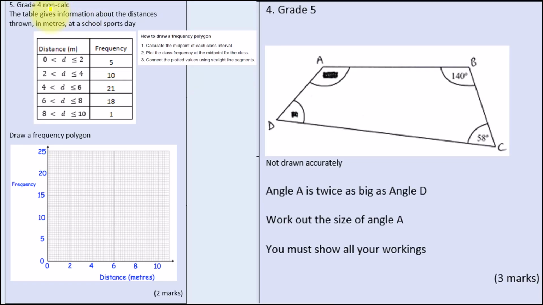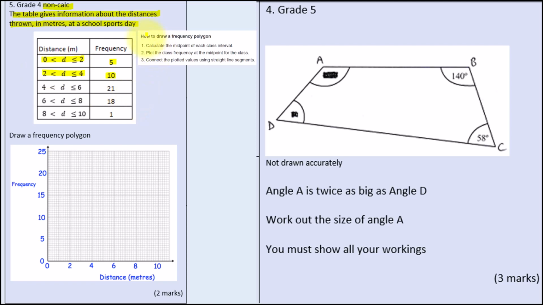Okay, nice grade 4 question on non-calc, can appear on a calc. The table gives information about the distances thrown in meters at a school sports day. So you've got distance between this range, 0 and 2, and that frequency means 5 people threw this distance. 10 people was in between 2 and 4, and so forth.